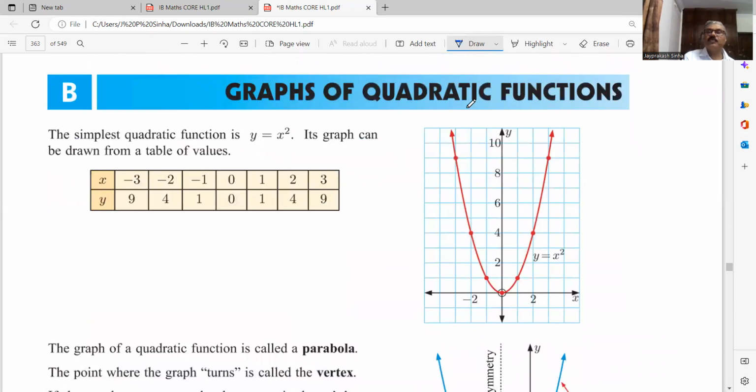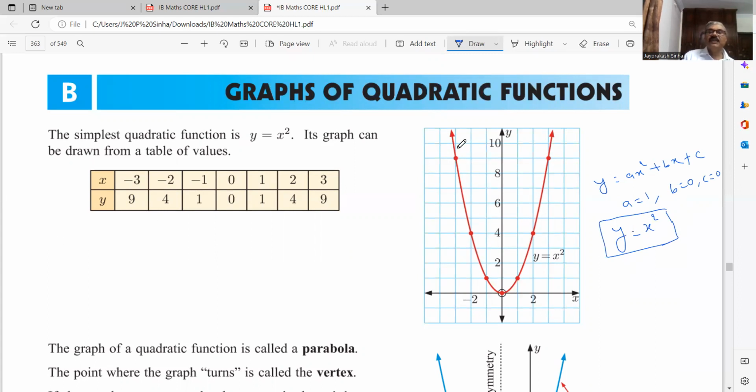So, graphs of quadratic functions. We'll take the simplest example. Y is equal to ax square plus bx plus c is the general form of a quadratic function. And here, in this case, a is equal to 1 and b is equal to 0, c is equal to 0. Then this becomes y is equal to x square. This is the simplest quadratic function, y is equal to x square.